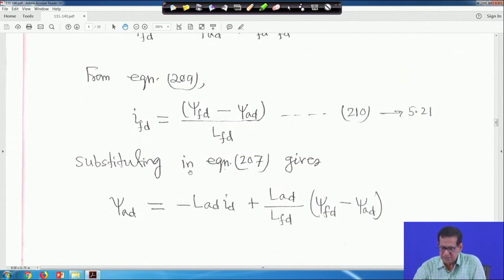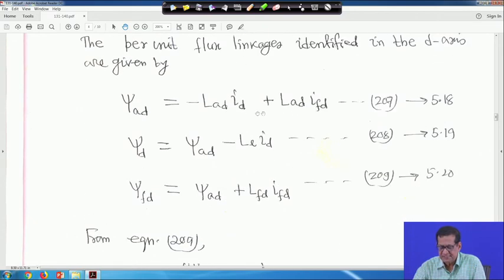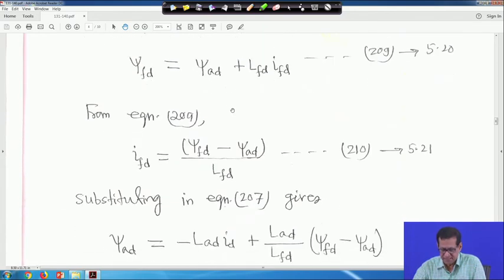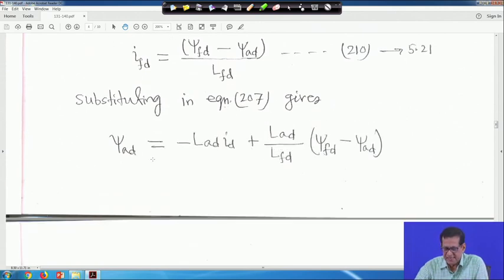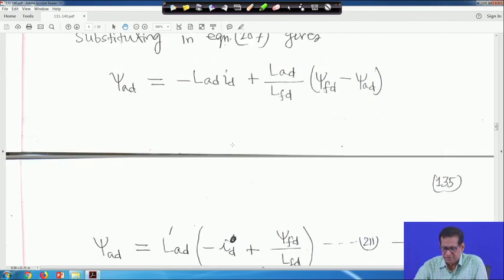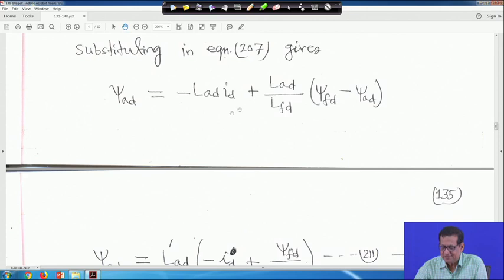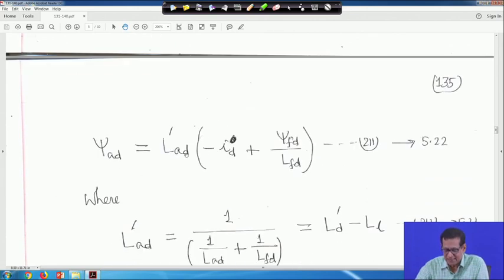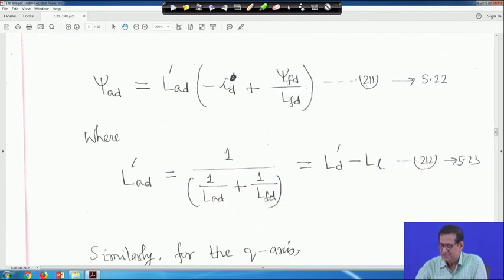If you substitute this in equation 207, that means you substitute for I_fd, you will get psi_ad is equal to minus L_ad I_d plus L_ad upon L_fd times (psi_fd minus psi_ad). Therefore, we simplify and write psi_ad is equal to L_ad dash times (minus I_d plus psi_fd upon L_fd). This is equation 211.